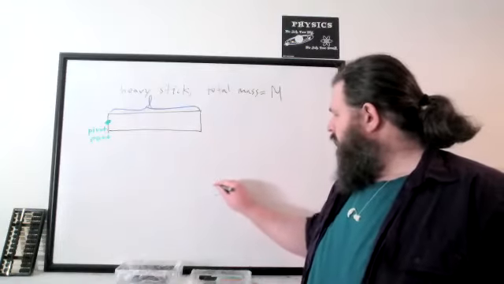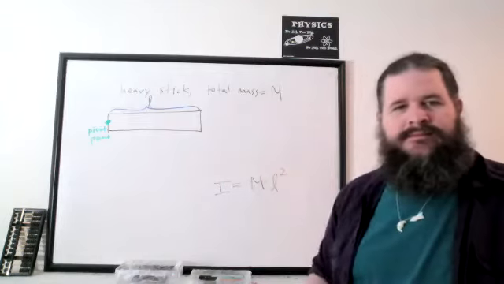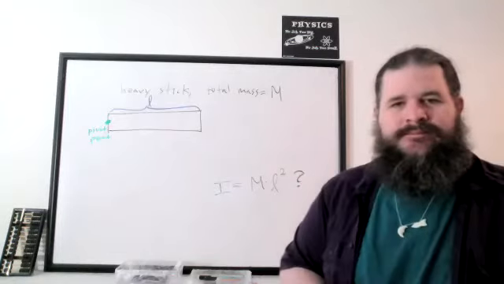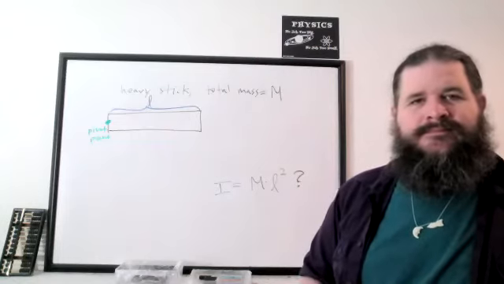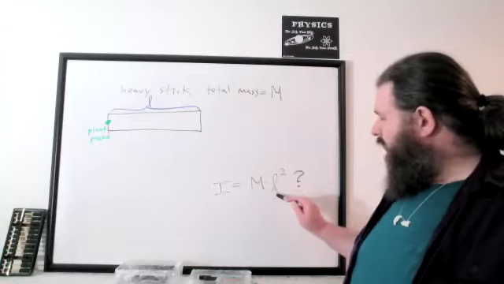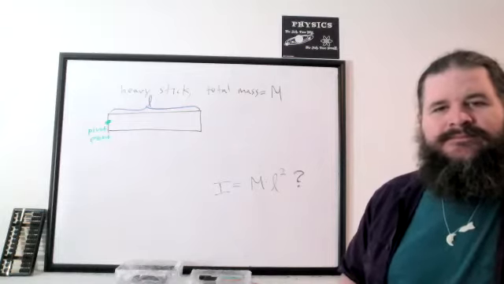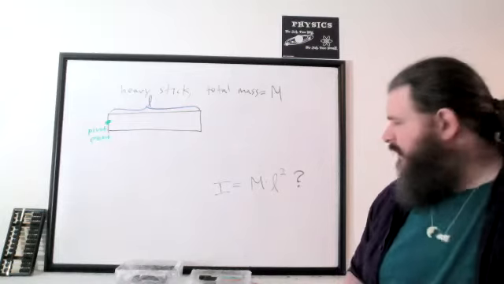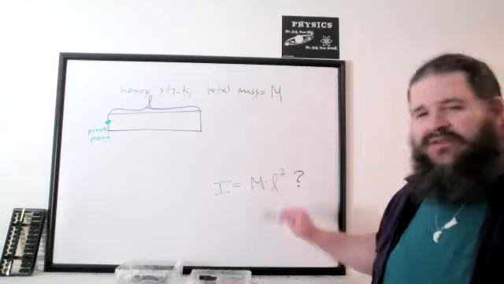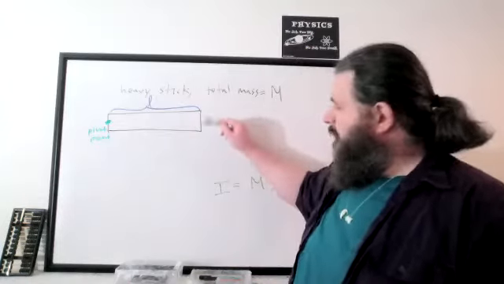Can we use the mass times the length squared? Is that going to work? If we do use mass times length squared, what are we assuming about the location of the mass? It's all the same, right? If we just say mass times length squared, we're assuming that all the mass is at this distance. But it's not all at this distance. The mass isn't all l meters away from the pivot point.